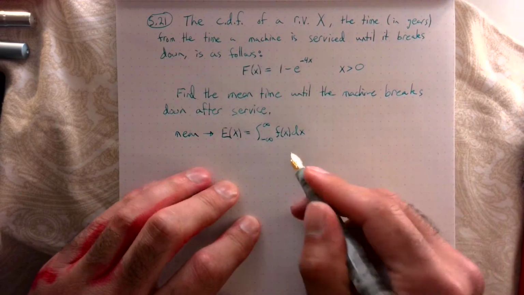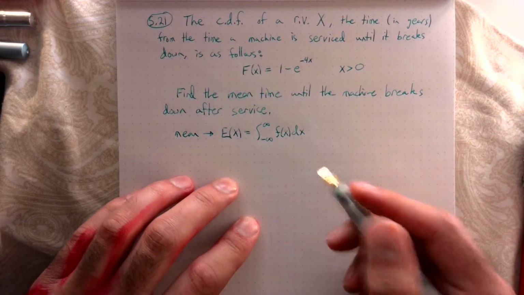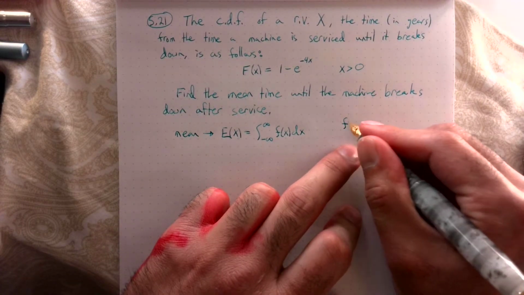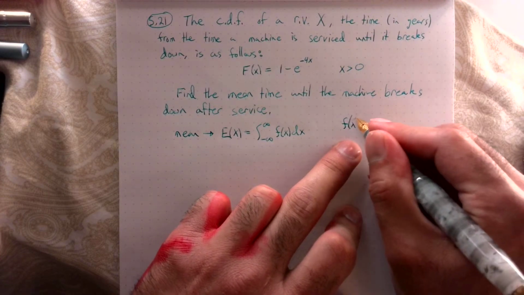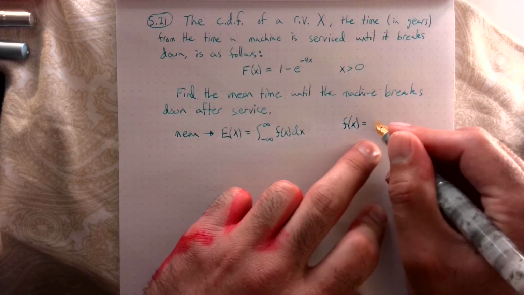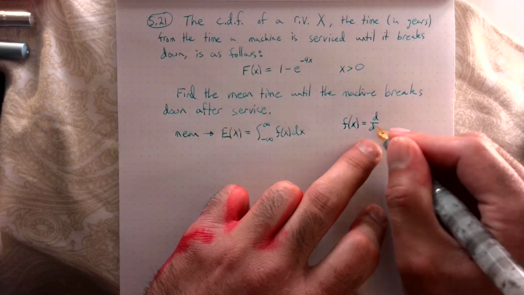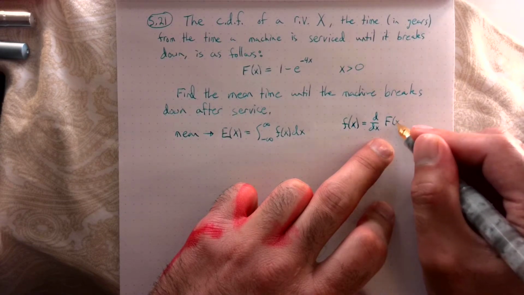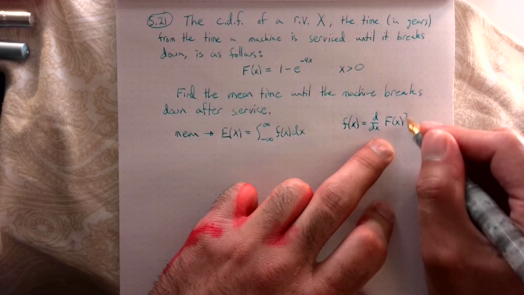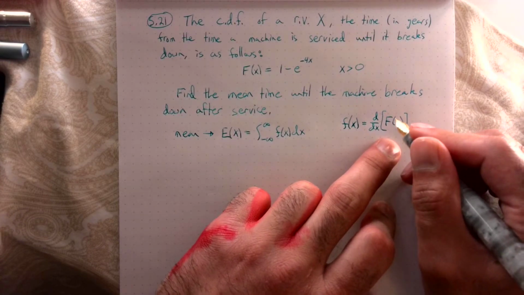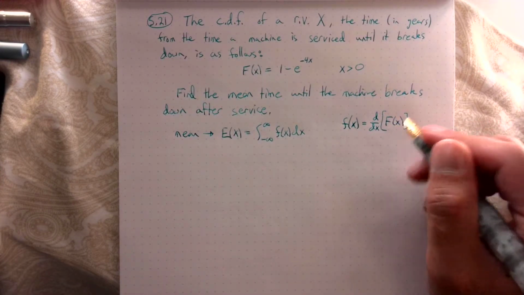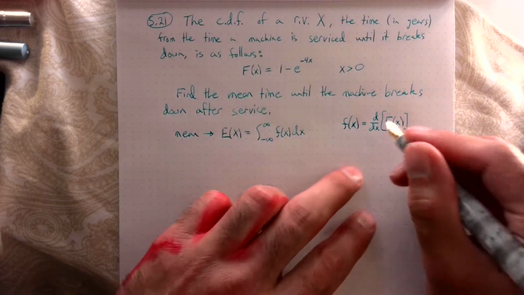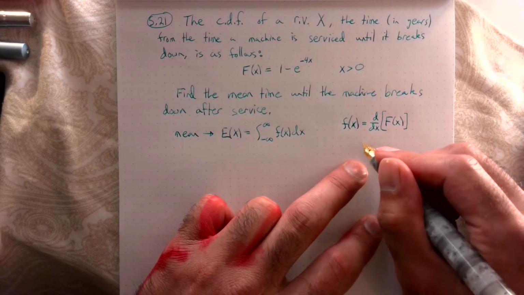But wait, we don't actually have our density function, we have our CDF. So how do we find this? Our density function, if we have our CDF, is going to be the derivative with respect to x of our cumulative density function. Because remember, to get the CDF, we integrated from negative infinity to x, right? So we really want to take the derivative of this here.